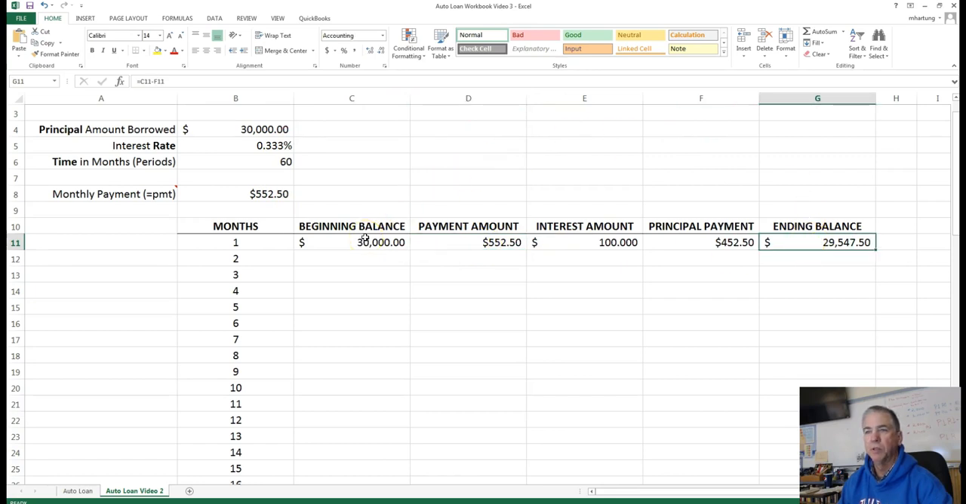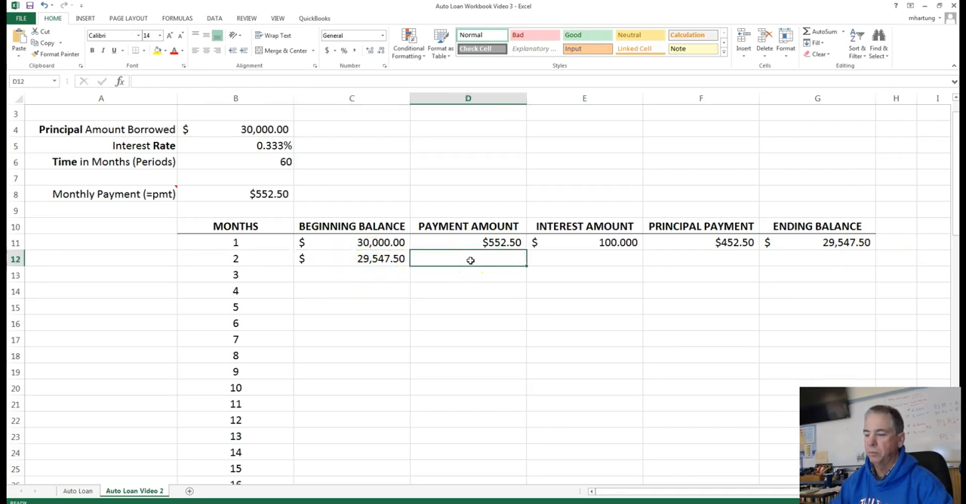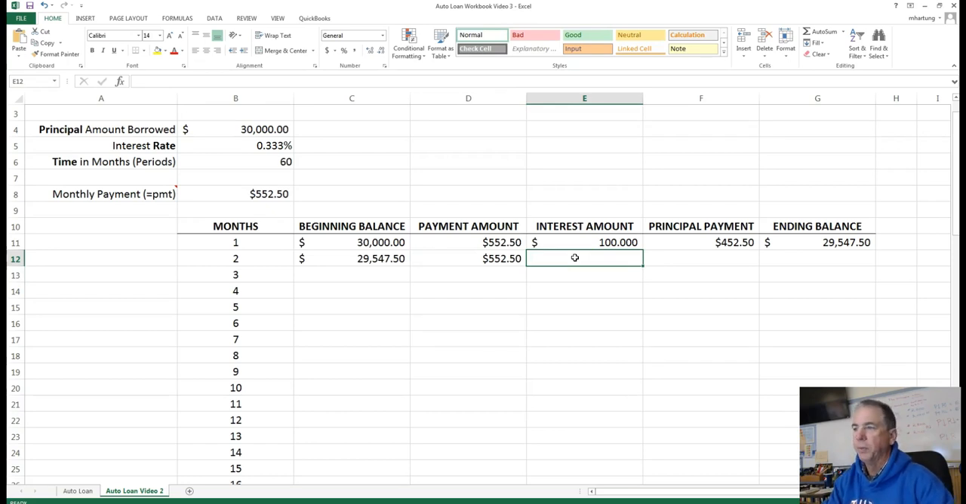Well, let's go into month number 2. Beginning balance. The beginning balance will be the ending balance of the previous payment period. So once again, we can put in one of these simple formulas that references the location of the ending balance from the previous period. So in this case, it's going to be G11. And then we start the process all over again. The payment, reference that location again. Interest amount, let's do it again. And then I'll show you a way that we can automate this and make it a little faster so that we don't have to do this 60 times.